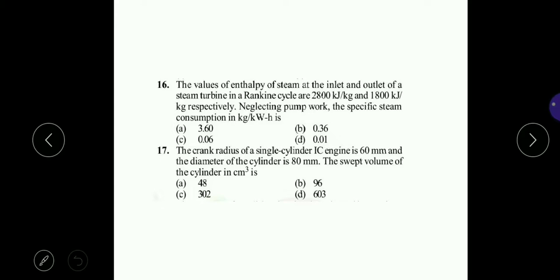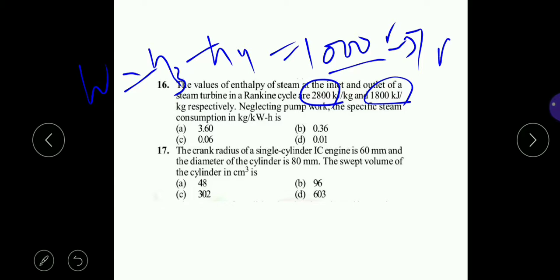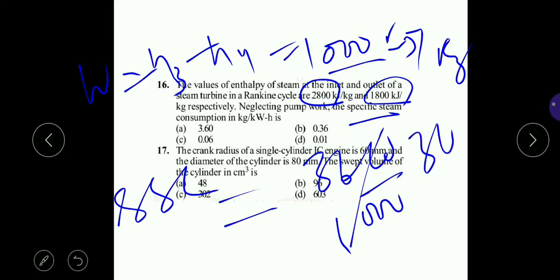Okay, so H3 and H4 are given, so from here I can calculate the net work done. So W will be equal to H3 minus H4, so it will be 2800 minus 1800, which is equal to 1000 kilojoule per kg. Okay, next I need to calculate the SSC, that is specific steam consumption, that will be equal to 3600 divided by 1000, so I can get this value as 3.6.